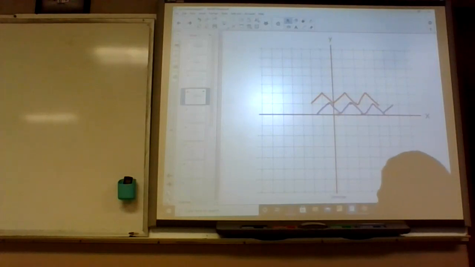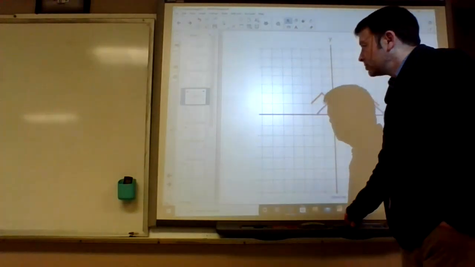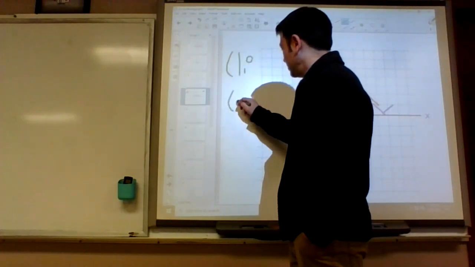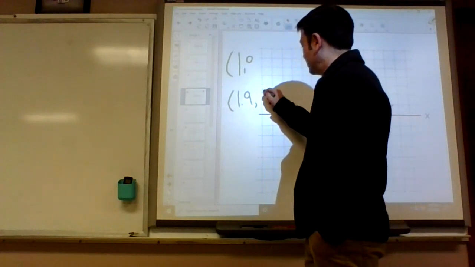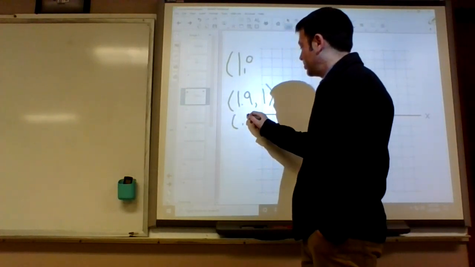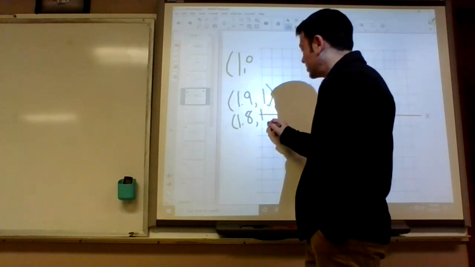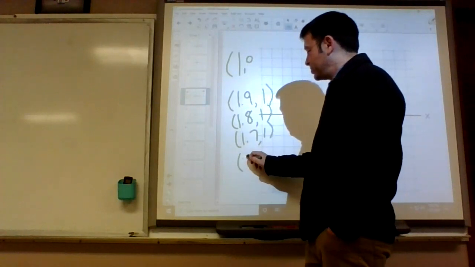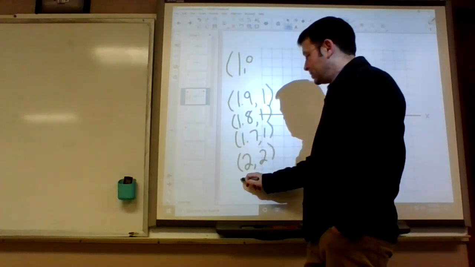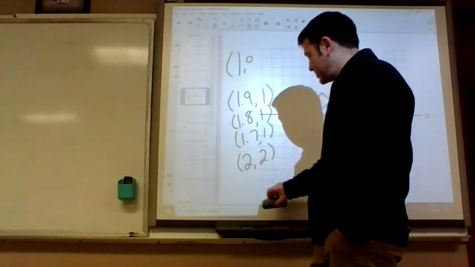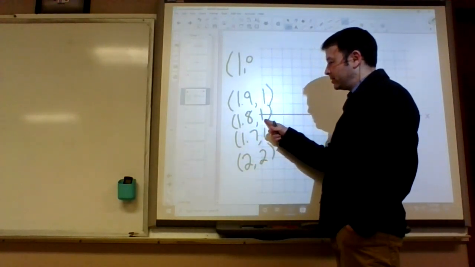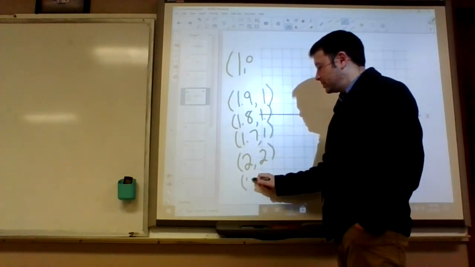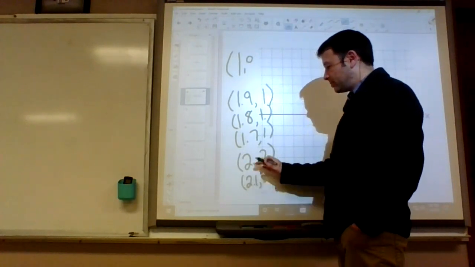Sorry, there's a point at 1.91, that's a point on the graph, right? 1.81, 1.71, those are all points on the graph. But when you get to 2, it goes to 2, and then it flips. So whatever the x value is, they round down to the next y value in integers. So 2.1, 2, and so on.